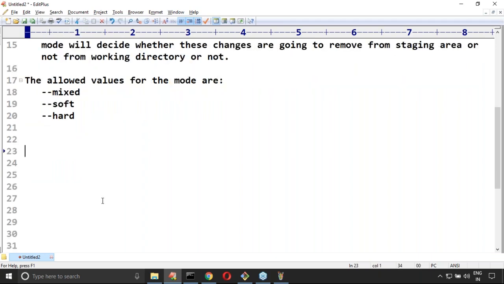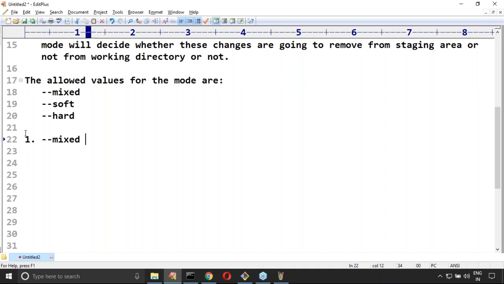Okay, can I start? What is the behavior of these modes? These three are very important, sir. What is the difference between soft reset and hard reset, or what is the difference between mixed reset? Now let me start our first mode.